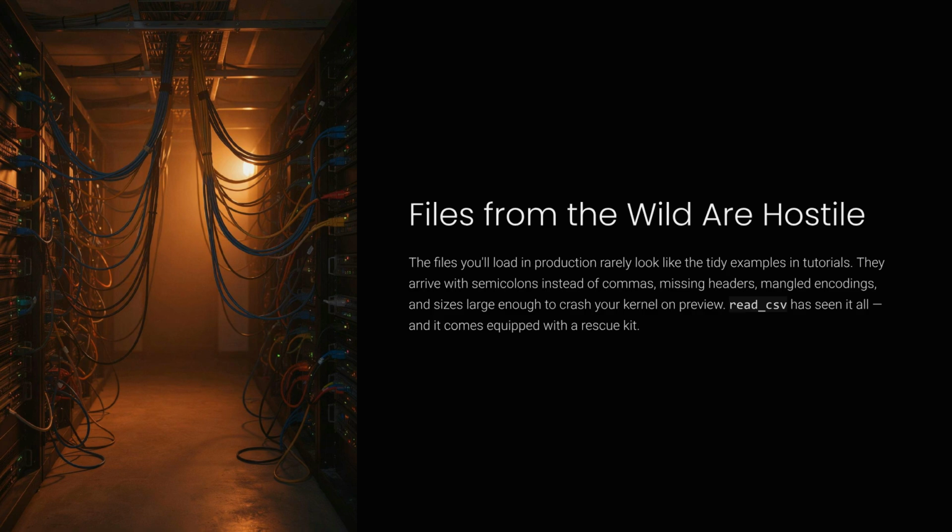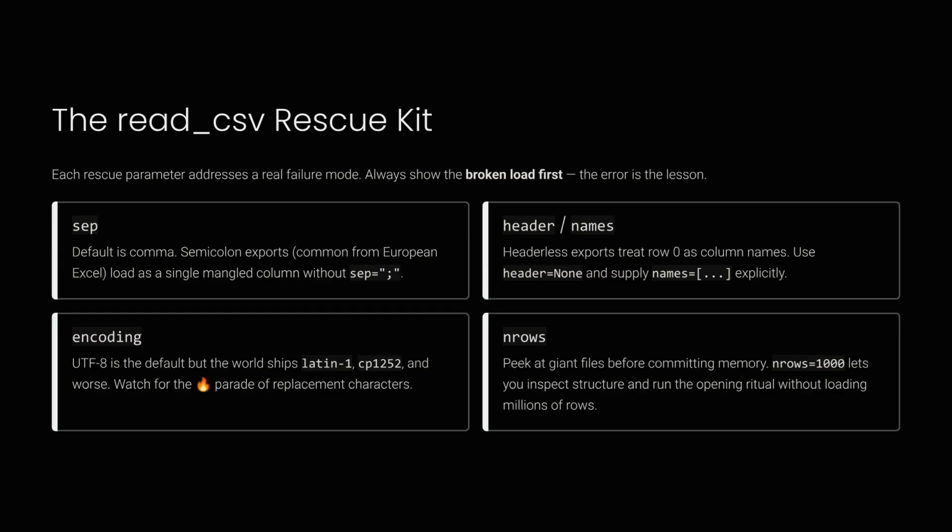Fortunately, read CSV has a built-in rescue kit. The rescue kit includes parameters like sep for delimiters, header and names for files lacking headers, encoding for non-standard character sets, and nrows to preview large datasets without overloading memory.